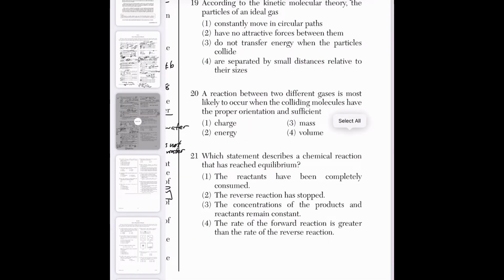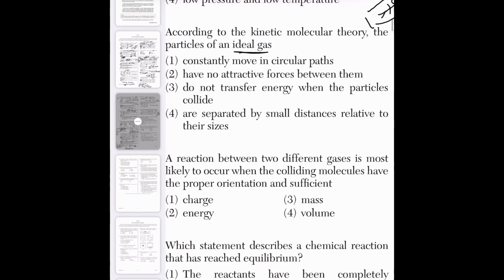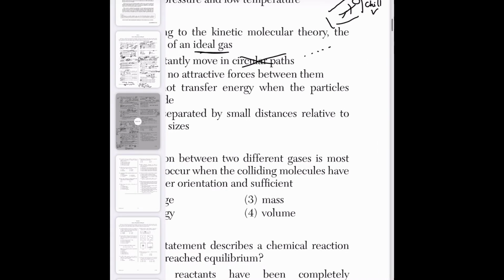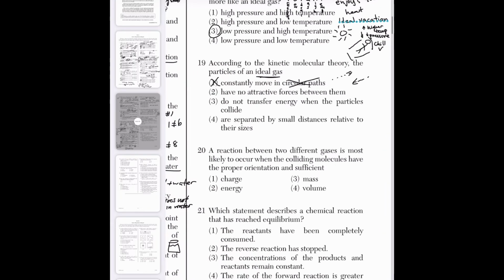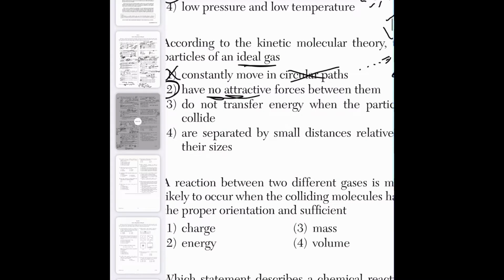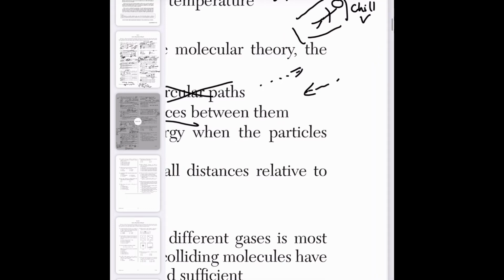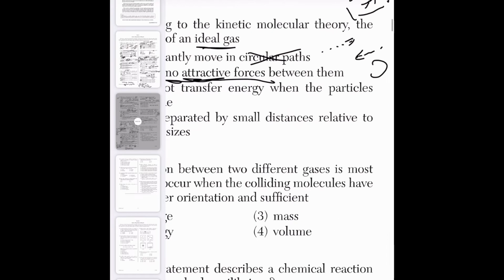Kinetic molecular theory of ideal gas. Ideal gases do not move in circular paths. They move in straight, random motion. If they have straight random motion, that means there are no attractive forces between them, because if they were attracted to each other, they would be moving in circular paths.